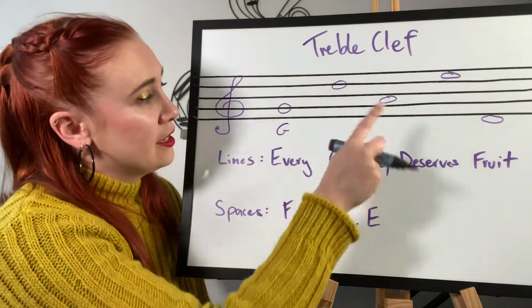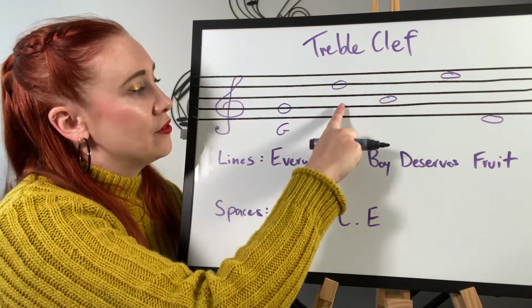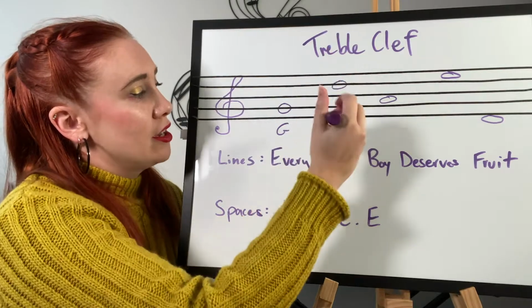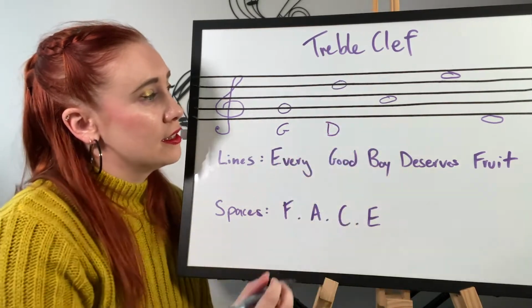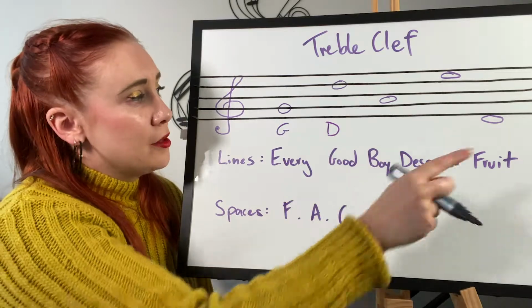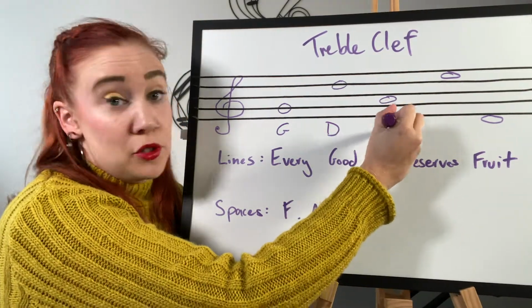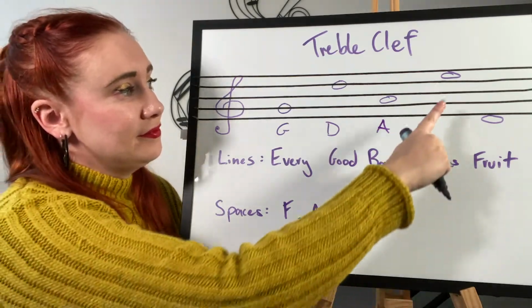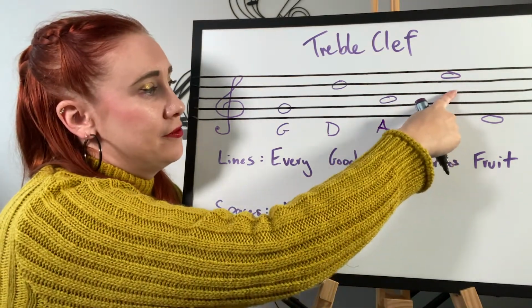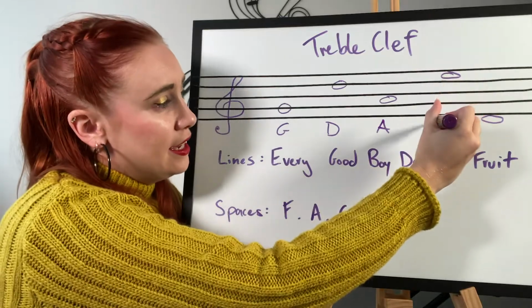Now let's pop over to here. It's on a line again. Every good boy deserves. So that's a D. We're in a space this time. So we've got F, A, because I'm using the letters of face. Oh, we're on a space again. F, A, C, E.